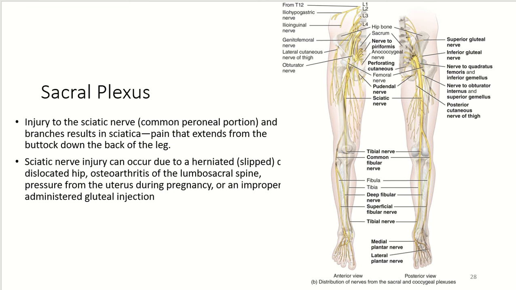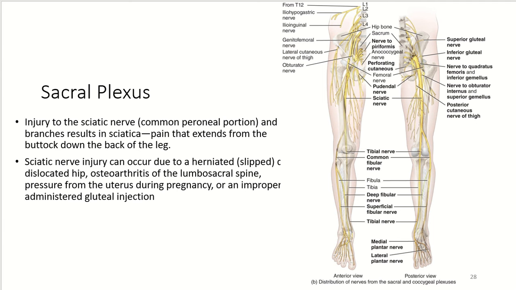Injury to the sciatic nerve, or the fibular portion, as well as its branches, will result in something called sciatica, which is a pain that extends from the buttock down to the back of the leg. Sciatic nerve injuries can occur due to a herniated or slipped disc, as well as a dislocated hip.